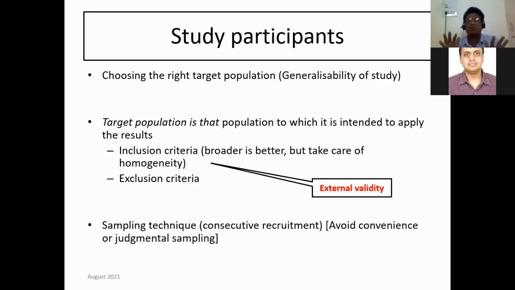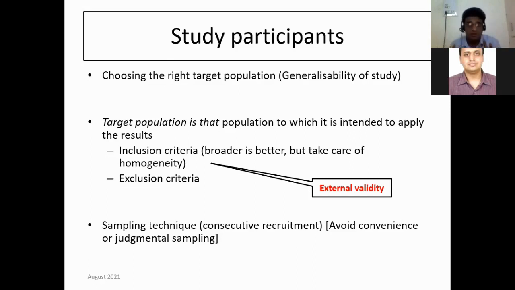It is better to avoid convenience or judgmental sampling. Convenience sampling means that, okay, my OPD days are on Monday and Wednesday, I am going to take patients only on my OPD days, not on the other OPD days. It is quite possible that all high risk pregnancies are coming on the other days, and nobody is coming to you. So it's very, very important that you don't choose convenience sampling, that anybody who comes to me on my OPD days, I will recruit. That's not the way to recruit.